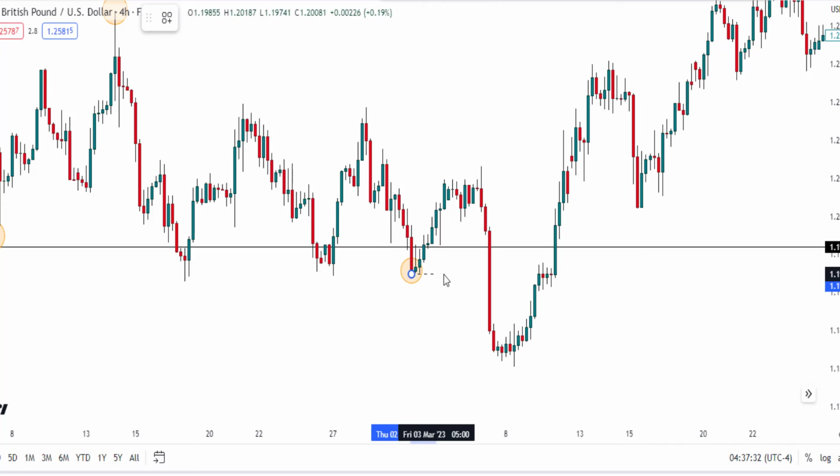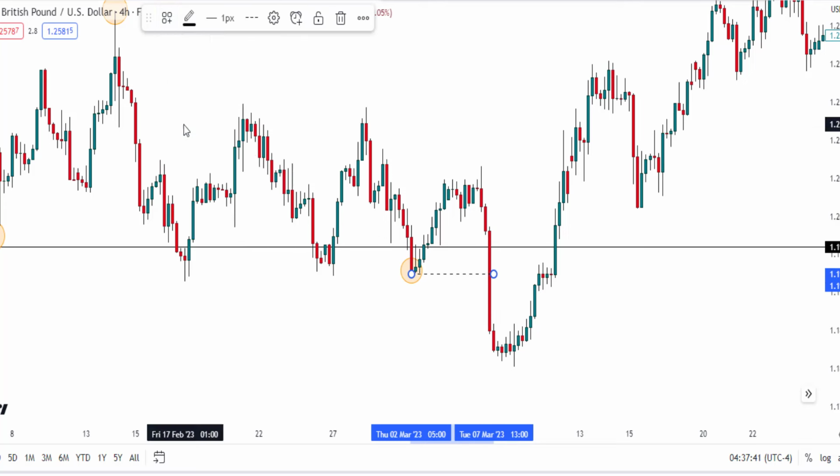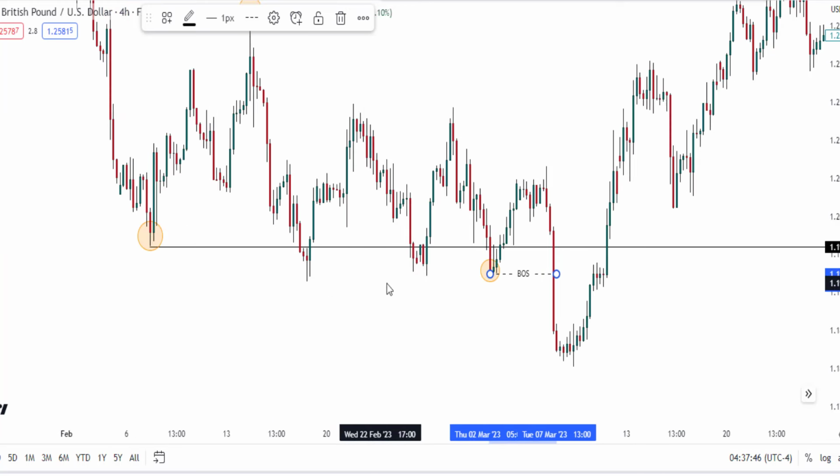Price actually had a break of structure here. Okay? I hope you are understanding this. And if you have any question, I hope you will let me know. Break of structure right here. Okay? So this was the lowest level.